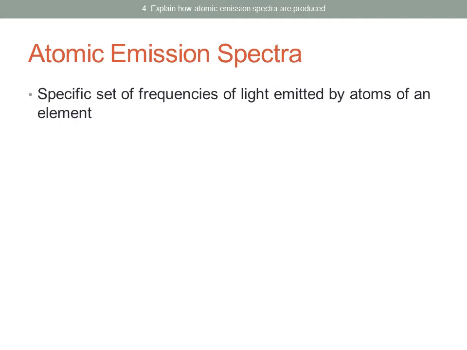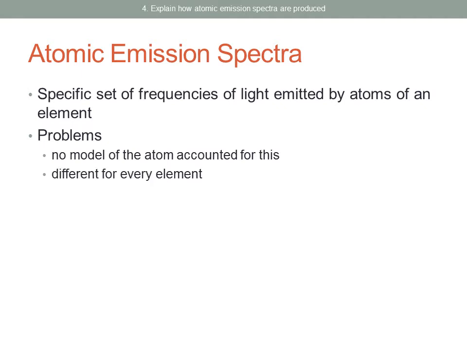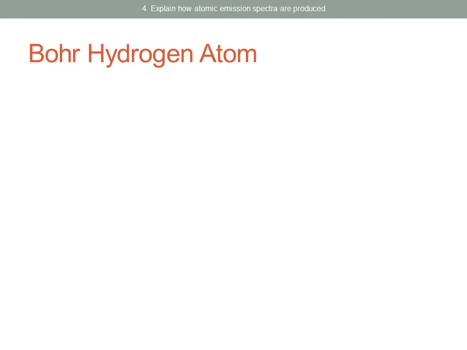Well, to review what we've seen here, each atom emits a specific set of frequencies of light. That is what an atomic emission spectrum is. The problems with this, we've already said them, we'll summarize them here, is that there's no model of the atom that would account for this, and that they're different for every element. So that's a problem.